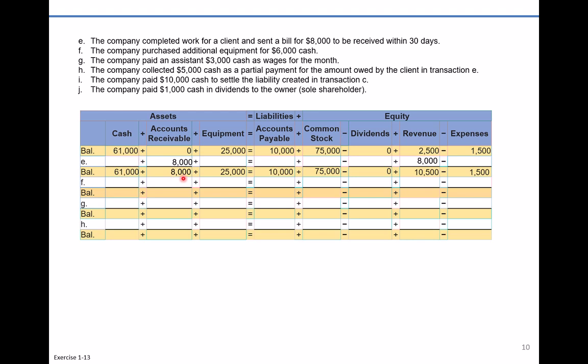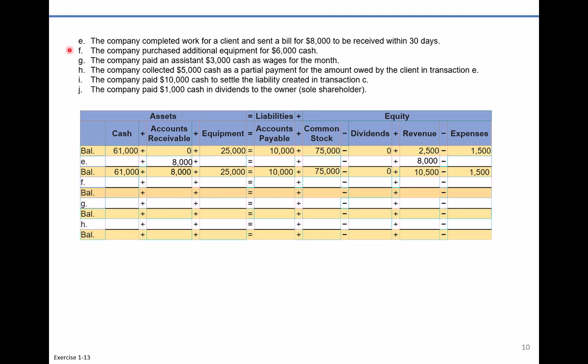Well, yeah, 61,000 plus 8,000 plus 25,000, that's 94,000. And that equals 10,000 plus 75,000 plus 10,500 minus 1,500. Yep, that's 94,000 as well. So assets does indeed equal liabilities plus stockholders' equity. Let's move on to transaction F.